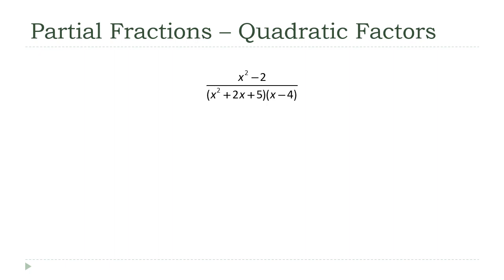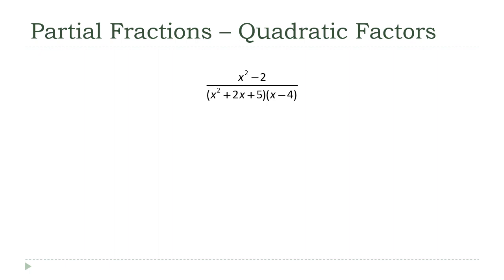So now that we've seen how to decompose a rational expression that has purely linear factors in its denominator, we want to take the next step and look at how to handle a situation like this one, where there's a quadratic factor in the denominator. And I actually want to be a little more specific about that. It's a situation where there's an irreducible quadratic factor.